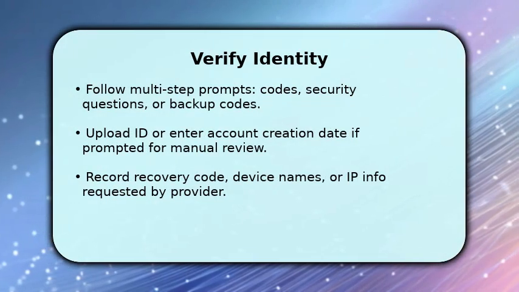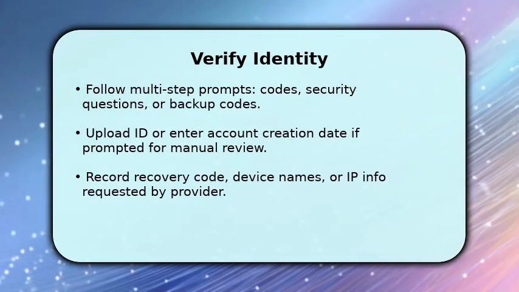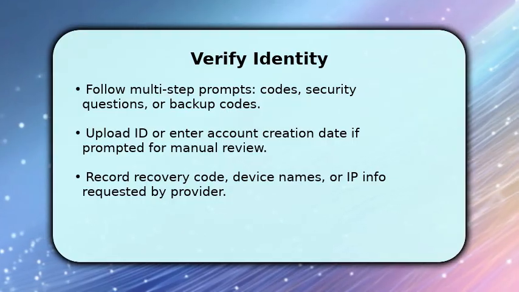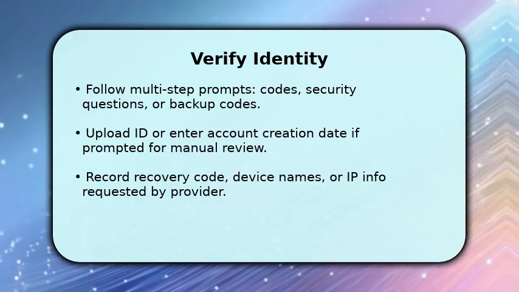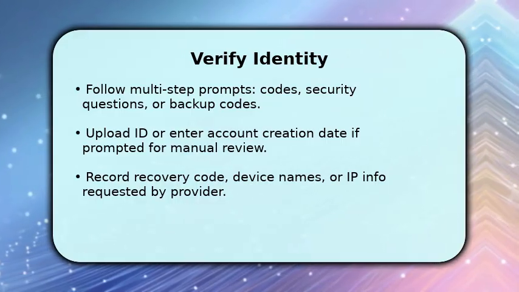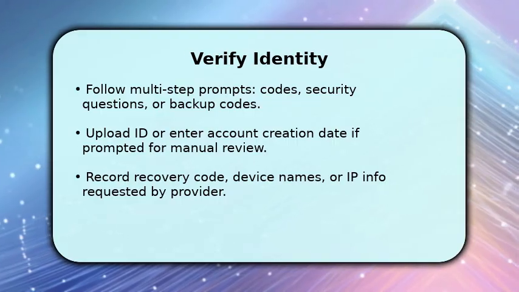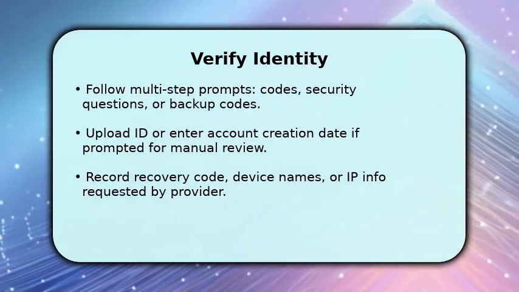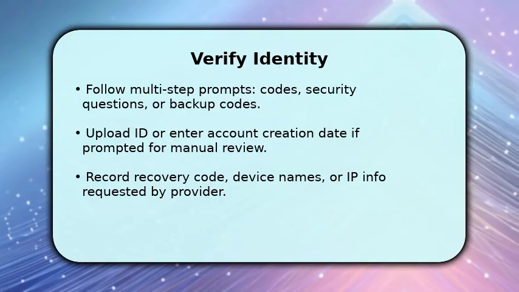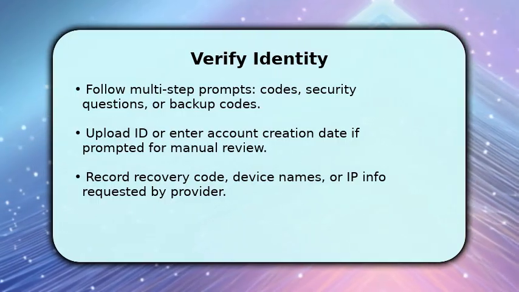Next, complete the provider's verification flow carefully. When a code is sent, type it exactly and don't navigate away. If simple codes fail, select the manual review option, upload a government ID, or provide account creation details such as month/year of first sign-in. Explain any discrepancies in the appeal text box clearly and concisely.